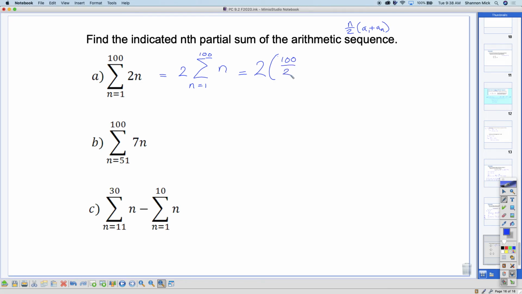100 over 2, times the first term. How do I get the first term? You put in your lower limit, so I get 1. For a sub n, I put in my upper limit, so 101. This is 50, this is 101. 2 times 50 is 100, times 1, so 10,100. Again, I didn't have to do that. I could have used the formula the way it is, but it was simpler this way.